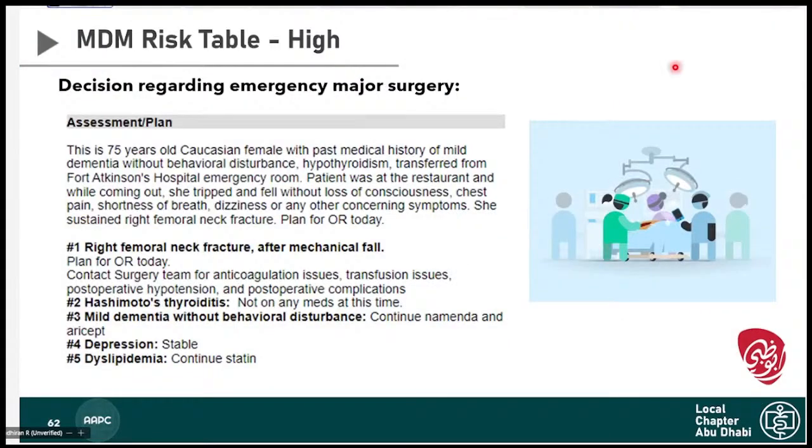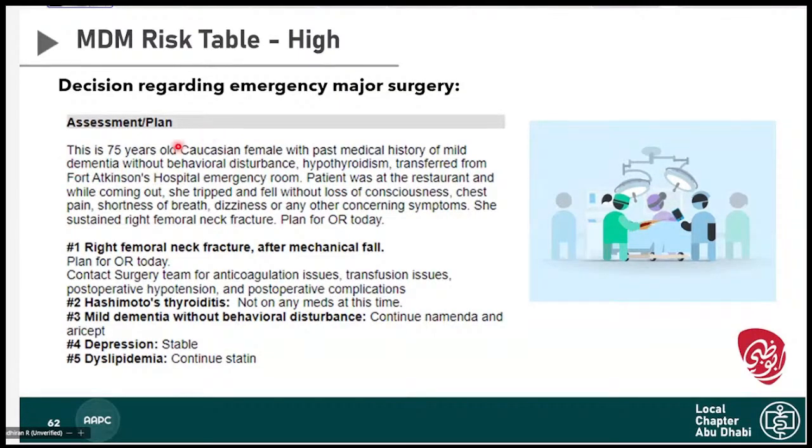So next we'll discuss decision regarding emergency major surgery. So emergency major surgery is nothing but the surgery needs to be performed within 48 hours of admission. Then only we can consider this type of surgery as an emergency major surgery. Here we have the example.